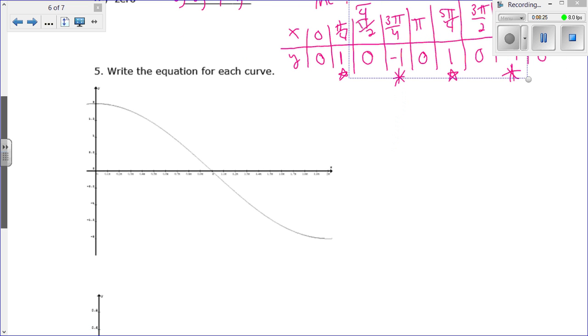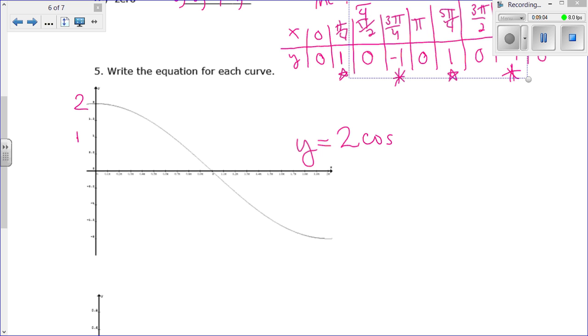For number 5, write an equation for each curve. Kind of hard to see on here, but first thing we need to do is look at our amplitude. Our highest value here, this is a 2. This is 1 right here. So that means my amplitude has to be 2. I have to determine what kind of curve this is going to be, whether it's sine or cosine. Well, when we were graphing yesterday, sine curves always started at 0, 0, and cosine curves start at the amplitude. Since this is starting at the amplitude, this has to be cosine.